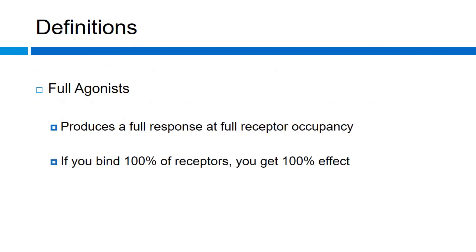Okay, so then looking back at agonism, a full agonist would be something that when it binds to that receptor, it causes 100% effect, right? It's going to cause the maximal effect it can as it's bound to that receptor. So if you bind up every single receptor available, 100% of them, you get 100% effect, okay? That would be a full agonist: the maximal effect you're going to get is when you have full receptor occupancy.